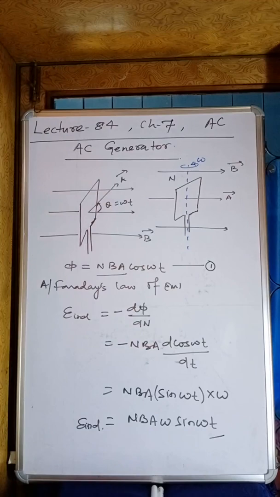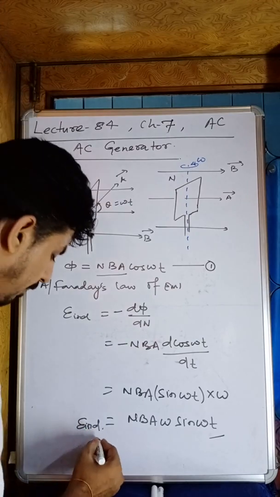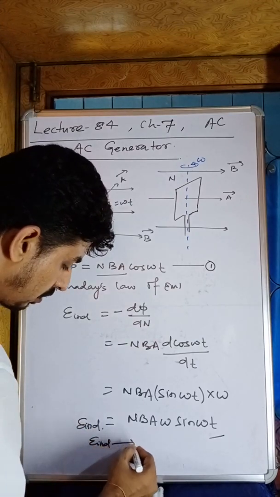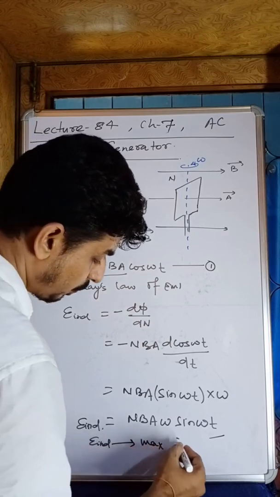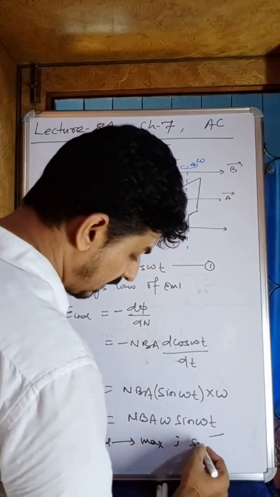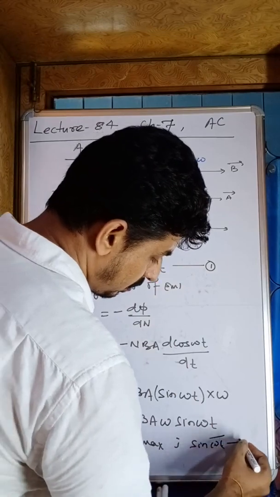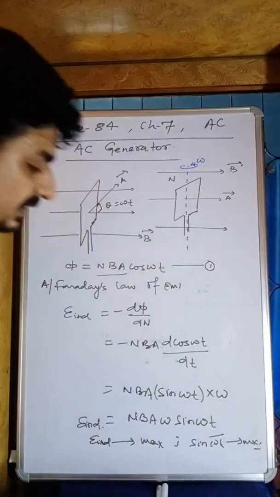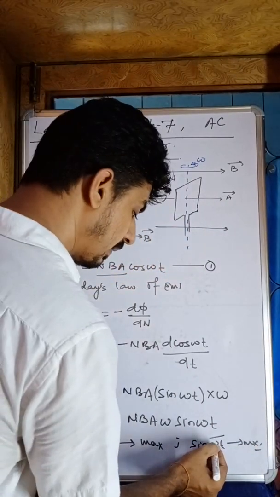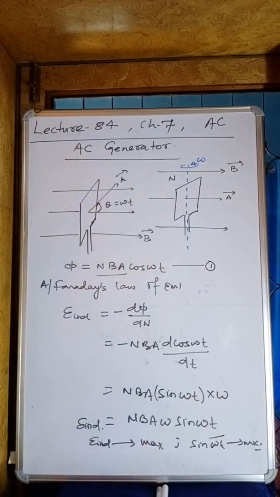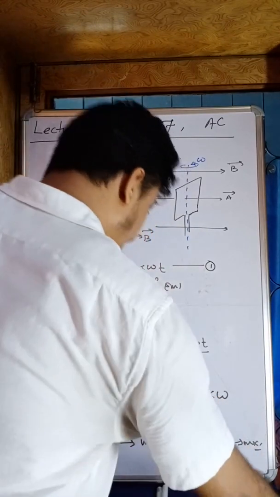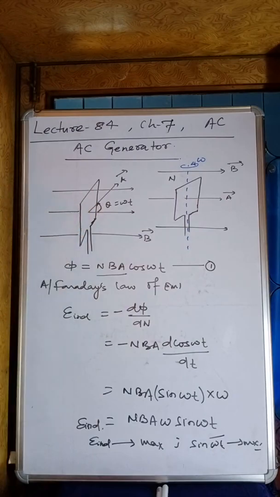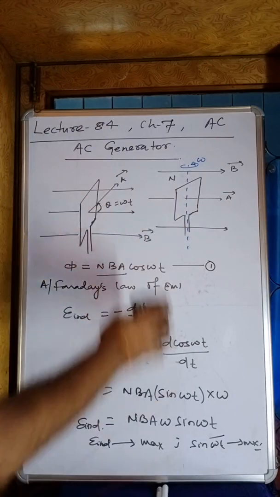Okay. Now try to understand here. For what condition will this E induced be maximum? This E induced will be maximum when sine omega t is maximum. And sine omega t will be maximum for which angle, my dear students? So try to see the graph here. Let me rub this one. Kindly note down.